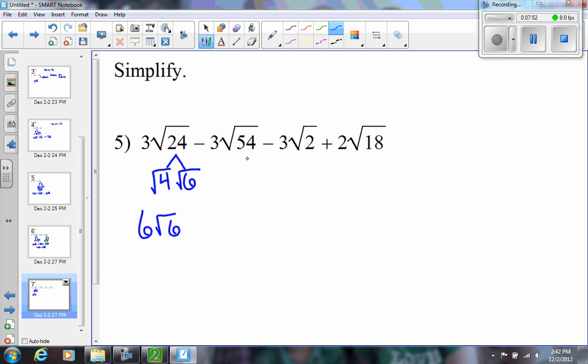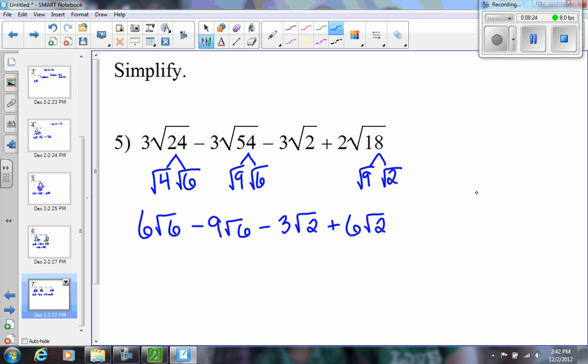And I'm going to do this one the same way. So I can think of 54 as 9 times 6. But remember, it's really the square root of 9 times the square root of 6. The square root of 9 is 3 times the 3 here makes this minus 9 root 6. Can't do anything with the 3 root 2. But 18 I know is 9 times 2. So remember, it's really like the square root of 9 times the square root of 2. The square root of 9 is 3 times 2 is 6. Can't do anything with the root 2.